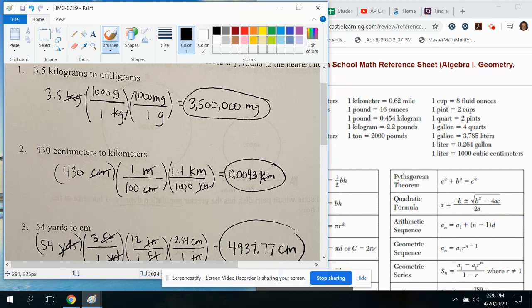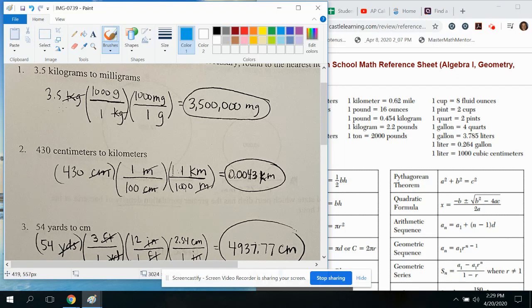So it says that you want to take 3.5 kilograms and go to milligrams. One strategy would be to go down a level at a time. What I mean by that is get rid of the kilograms. The next level down from 1 kilogram would be grams. So there's 1,000 grams in 1 kilogram. So the kilogram units cancel out. The whole strategy is about canceling.